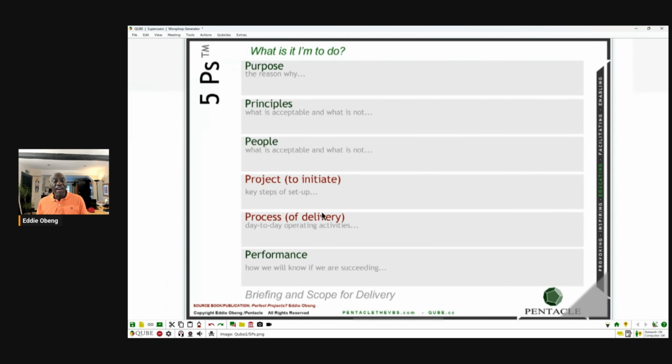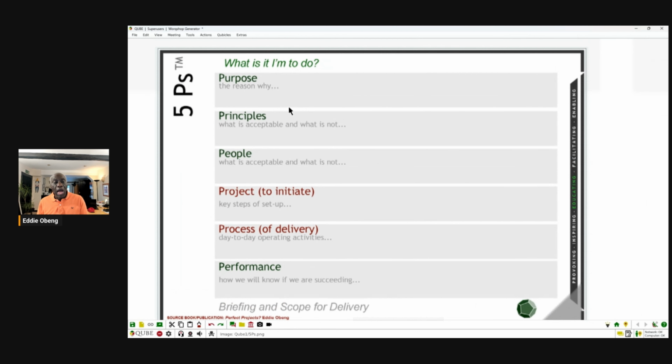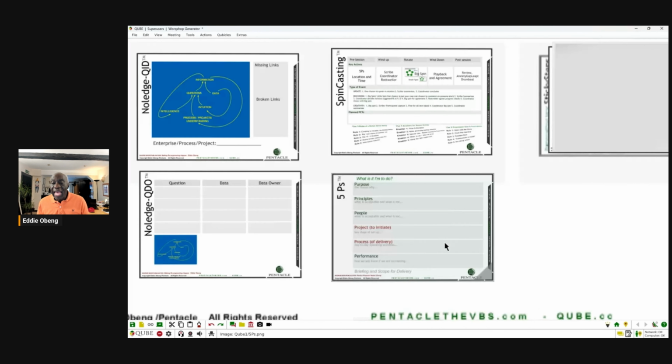And then end with the 5 Ps. So what is it we're trying to do to get rid of the problem, achieve our outcome? The reason why we have to do this is this. These are the principles. That's what's in. That's what's out. We've looked at the people. This is what we're doing to initiate it. This is what we're doing to deliver it. And this is how we think the outcome will look.